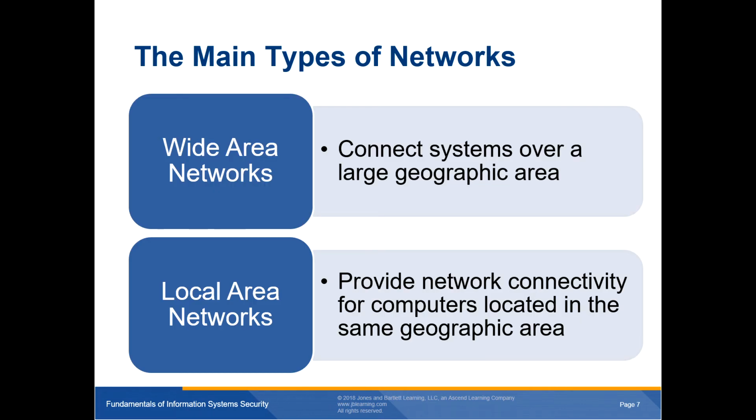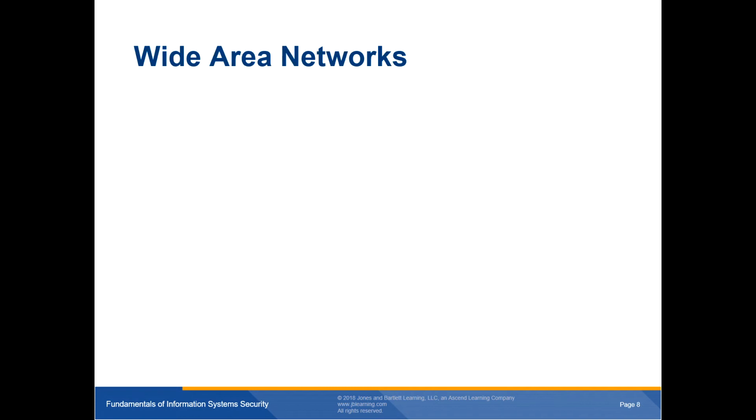The main types of networks: wide area networks, of course, the most prevalent wide area network is the internet, which connects systems over a large geographic area, and local area networks, which provide network connectivity for computers located in the same geographic area. So, wide area networks.